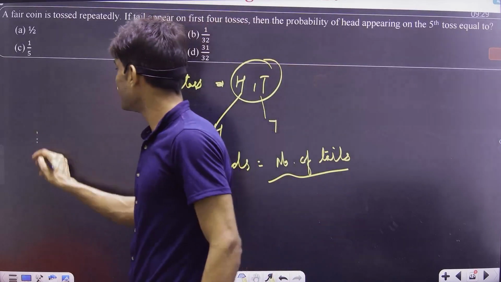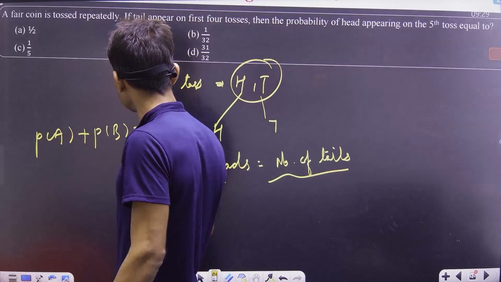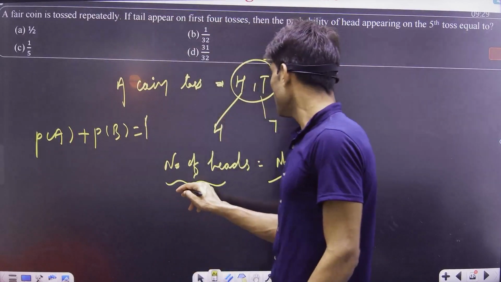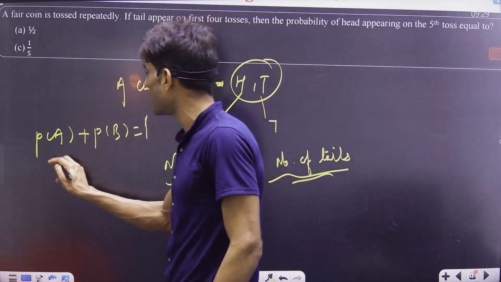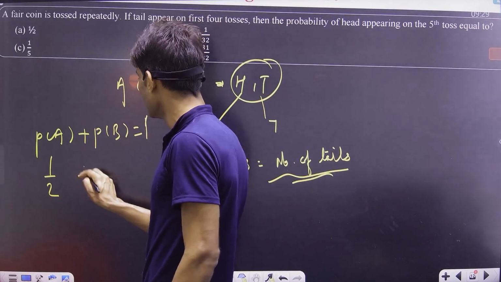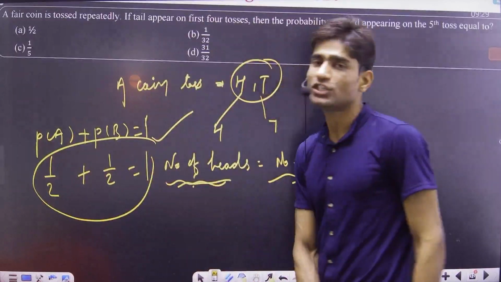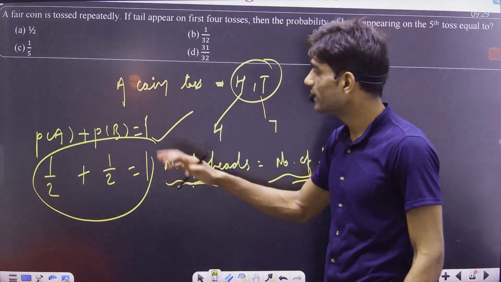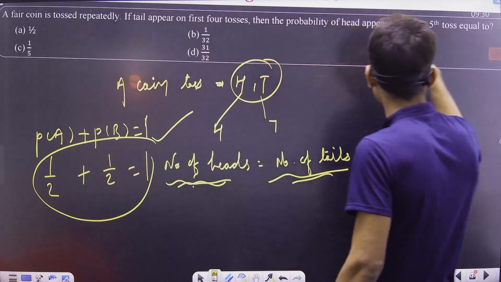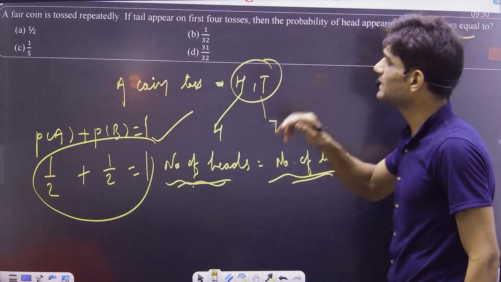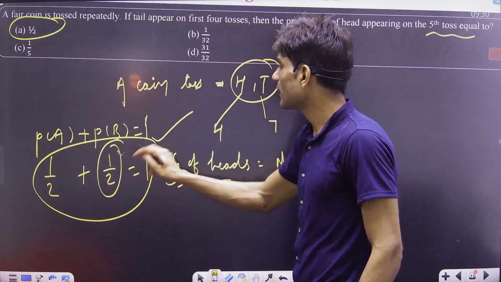Okay, so probability of A plus probability of B gives us the value 1. If the number of heads and the number of tails are both equal, then probability of A gives us 1 half, and probability of B gives us 1 half. Then and only then does this condition hold. So the probability of a head appearing on the 5th toss is equal to 1 half. This is our required answer here.